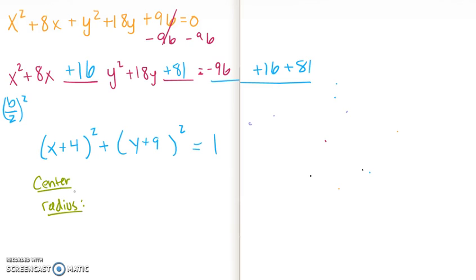Okay, can I get a little help for the center? Okay, someone new. Caesar, redemption. 4, 9. No, Caesar. Austin. Take the opposite. Oh, yeah, that's what I want. It's okay, Caesar. Radius, what do I get? Yes. 1. 1. All right, there it is.